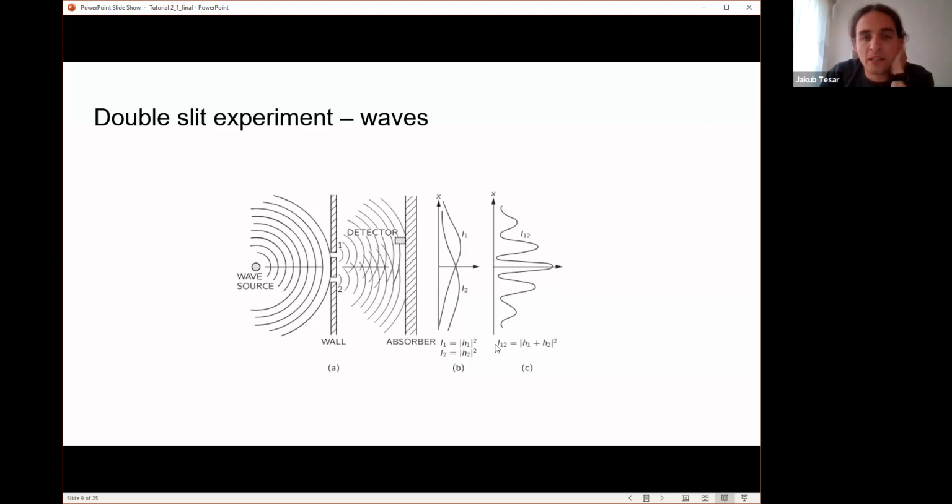What is interesting mathematically, we do not sum the squares of those amplitudes here. What we do is first sum the amplitudes and then look for the square of the sum. So we first find how high is the wave that will arrive there, and we use the square to find the intensity of this wave.